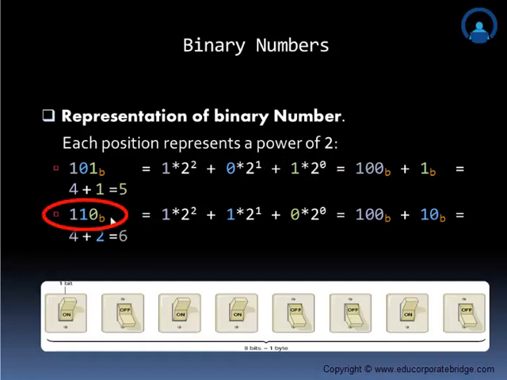Next example is 110. The LSB bit 0 we multiply by 2 raised to 0, the next one by 1 into 2 raised to 1, and this one, the MSB bit, by 1 into 2 squared. Hence the addition gives 4 plus 2, which is 6.